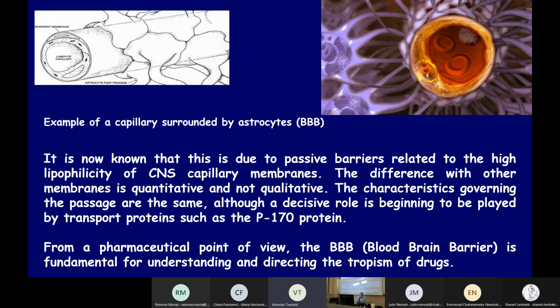However, there are specific carrier systems to transport, for example, amino acids, which are charged at physiological pH, and to transport sugar. Hydrophilic molecules are not able to cross the placental barrier or the blood-brain barrier, but they use specific transport systems. And once again, we can use this transport system to introduce important drugs into the brain.